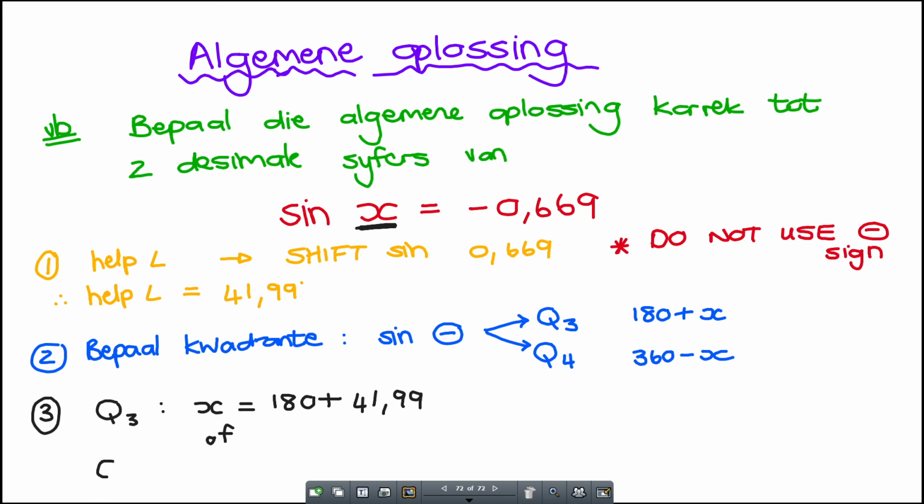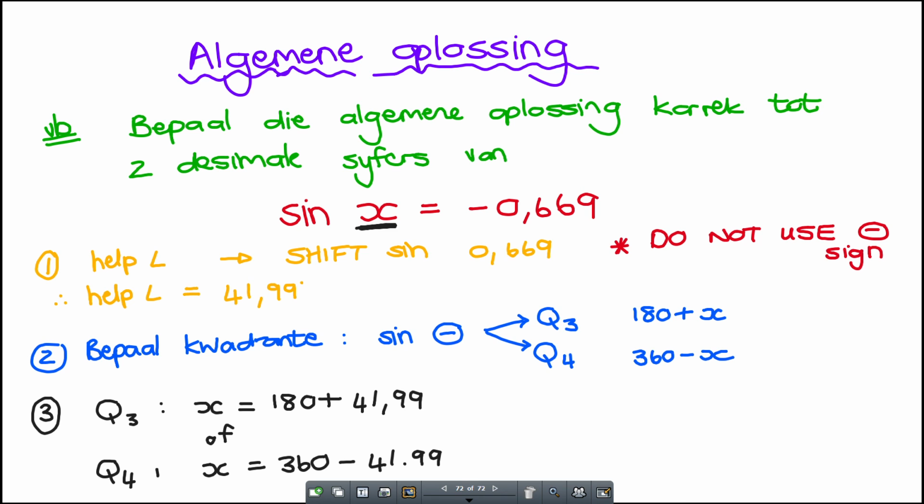It would be in quadrant 4. En moenie langs aan daai skryf nie, want ek gaan nou nog ietsie daarby voeg. Quadrant 4, it would be x is equal to 360 minus the reference angle of 41,99. Stem julle saam? You guys good?